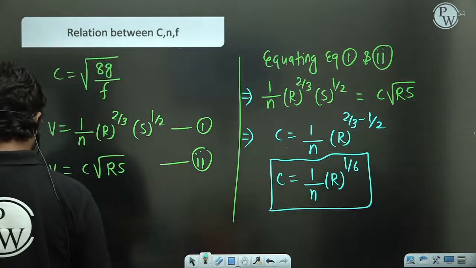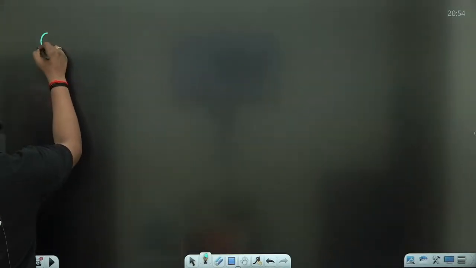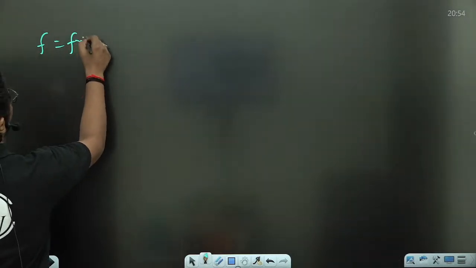And see, many people have doubt about this f. We call f the friction factor.